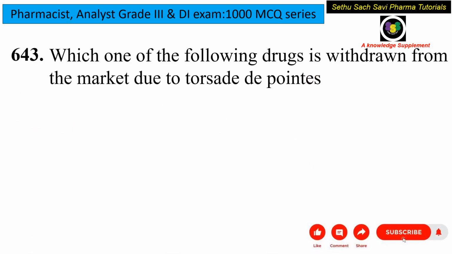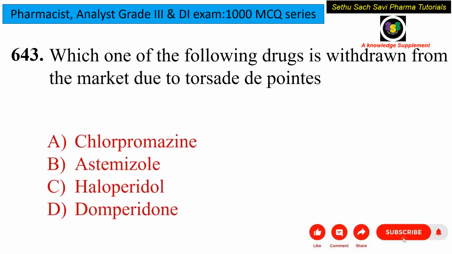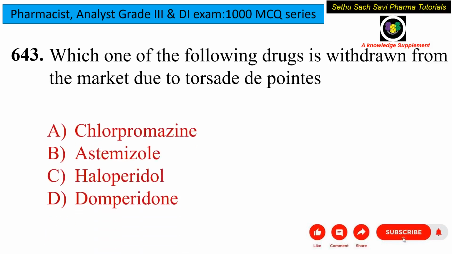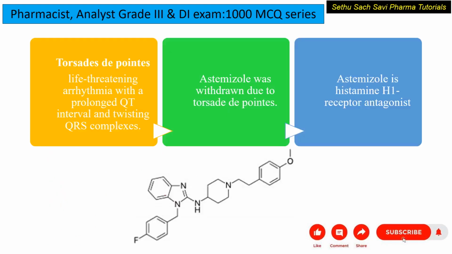Which one of the following drugs is withdrawn from the market due to torsade de pointes? That is chlorpromazine, astemizole, haloperidol or domperidone. Torsade de pointes is basically a type of arrhythmia condition. In this condition, there is a prolonged QT interval and there is twisting in the QRS complex also. So this is how we characterize this particular condition. Now, astemizole is withdrawn from the market because it produces this torsade de pointes condition.